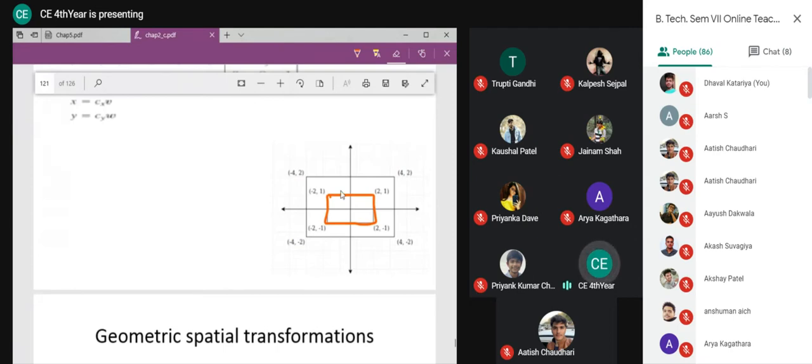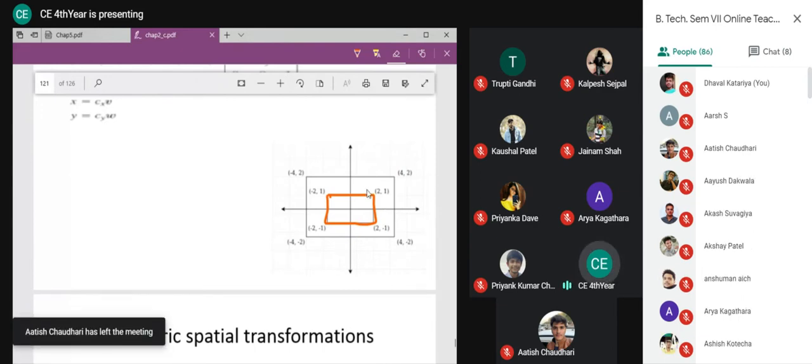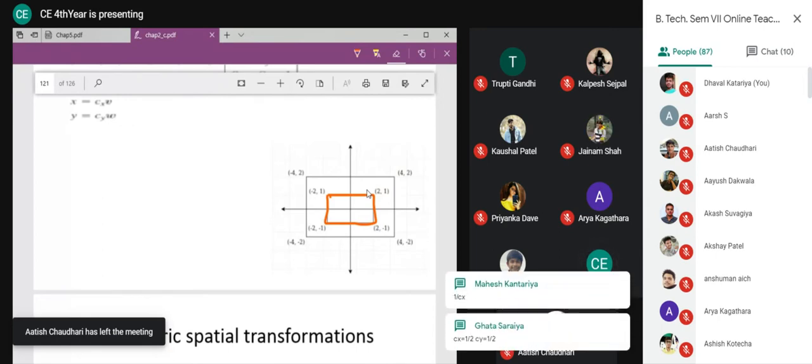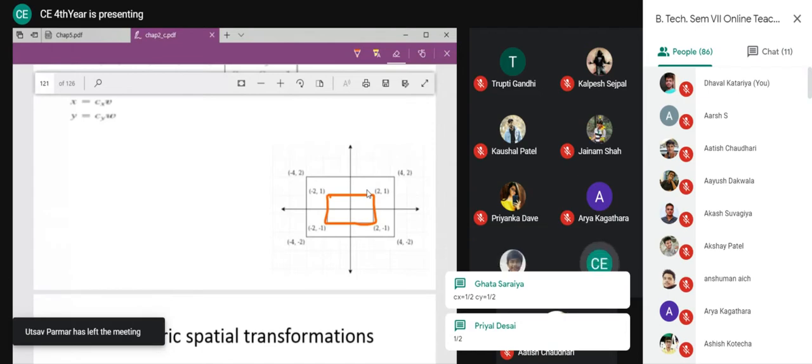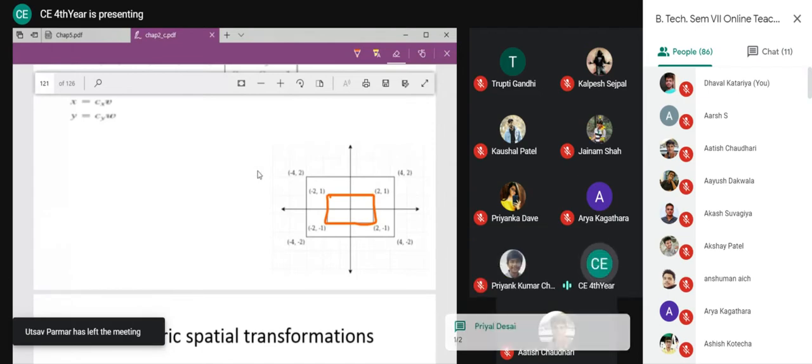Suppose the outer coordinate is given to me and I want to shrink by a factor of 2. The outer is the original coordinate given, the inner is the requirement. What should my multiplying factor be if I want to shrink by a factor of 2? Yes, it should be 1 by 2. So that is my requirement.